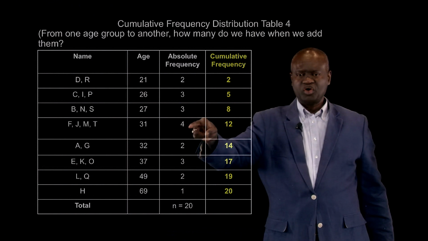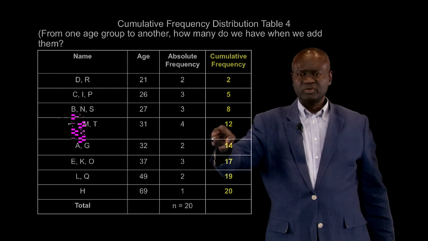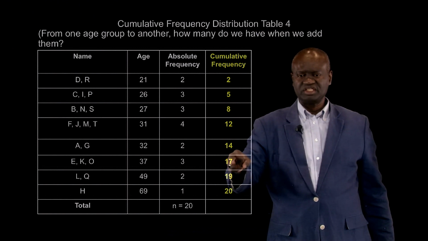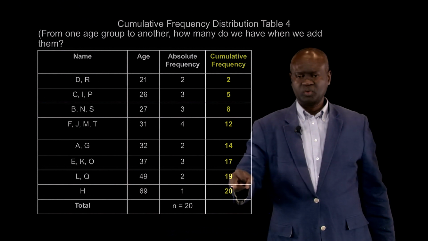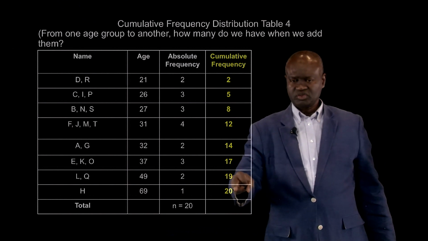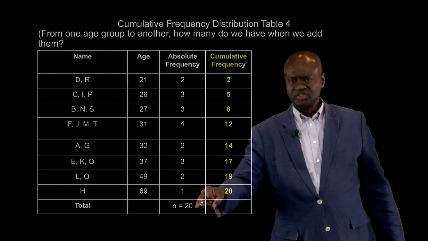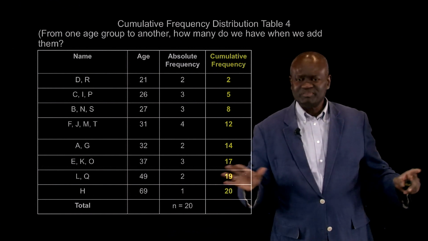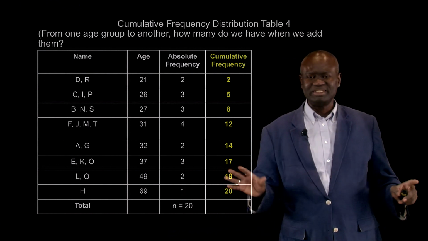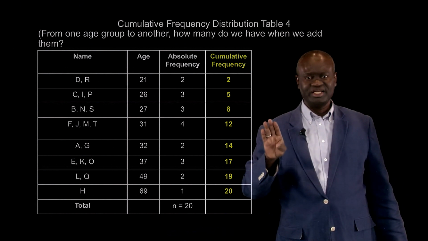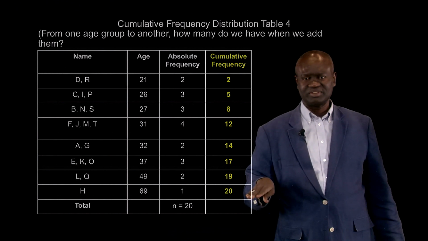8 plus 4, that is 12. 12 plus 2, 14. 14 plus 3, 17. 17 plus 2, 19. 19 plus 1, 20. So if you don't get 20 here, which is this 20, you have made an error. So you cannot miss it. There is no way you can miss it. If you don't get 20 here, there is some error somewhere. You have to check it out.